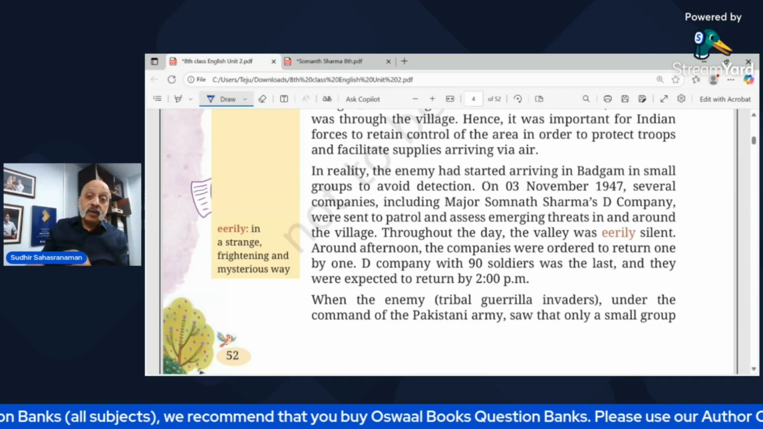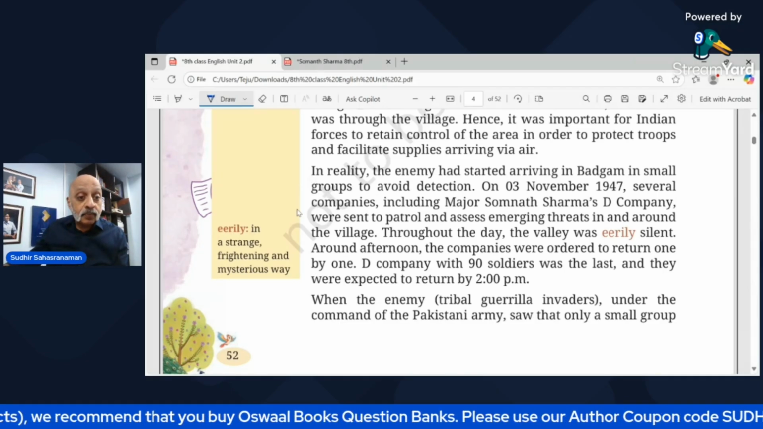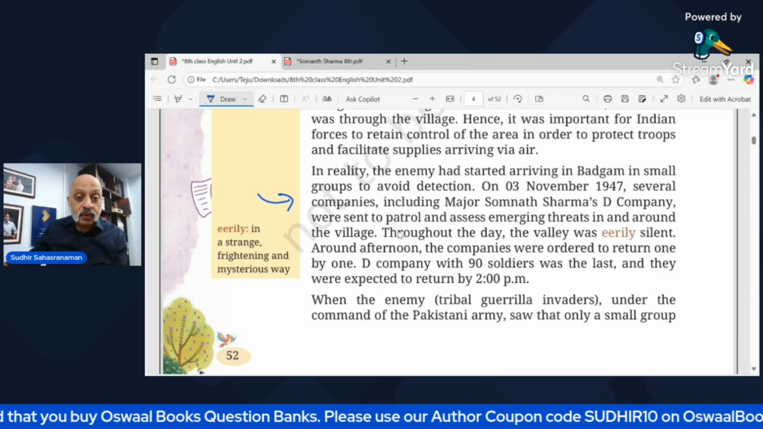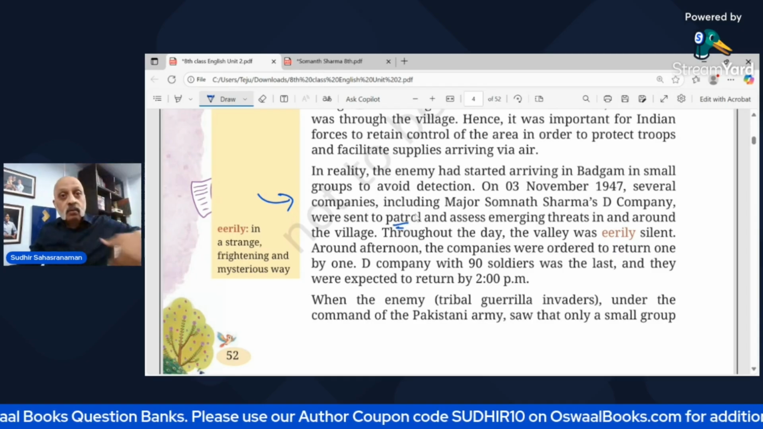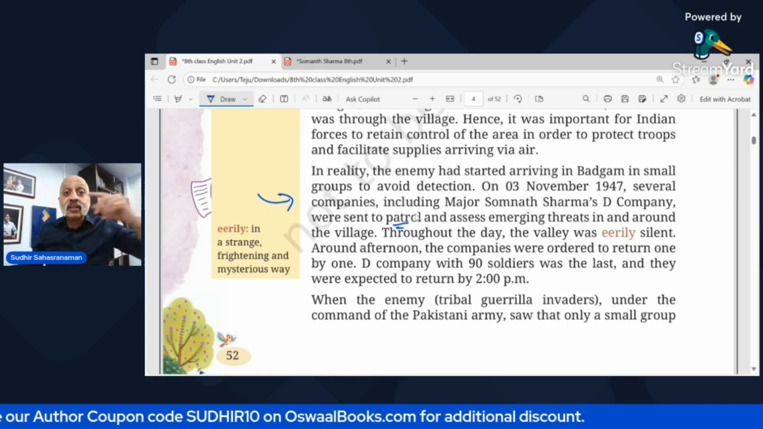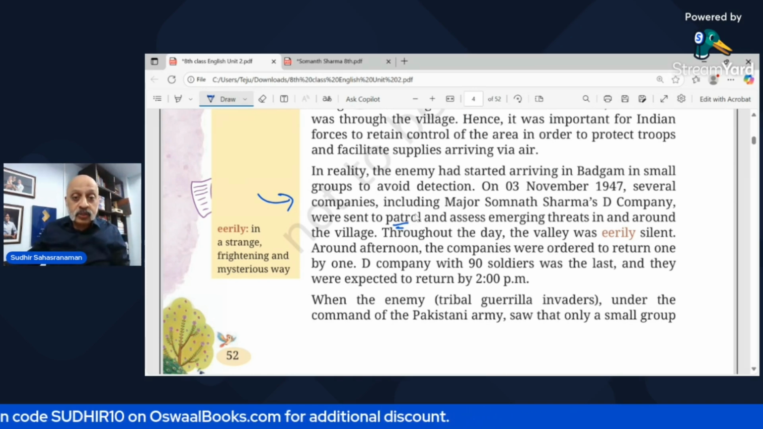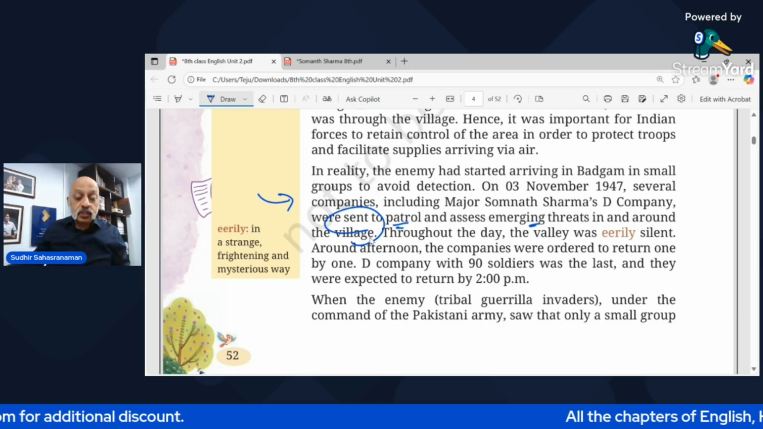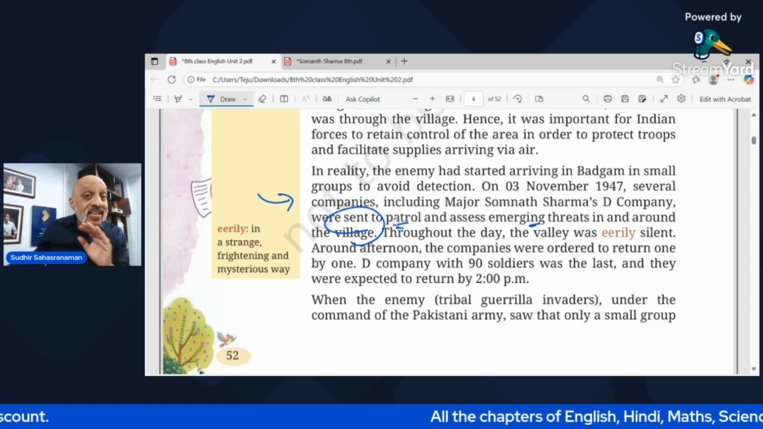On the 3rd of November 1947, several companies, including Major Somnath Sharma's D company, were sent to patrol. Patrol means you just go and inspect the area, whether it is really true or whether there are any Pakistani invaders out there, and assess emerging threats in and around the Badgam village. Throughout the day, the valley was eerily silent.